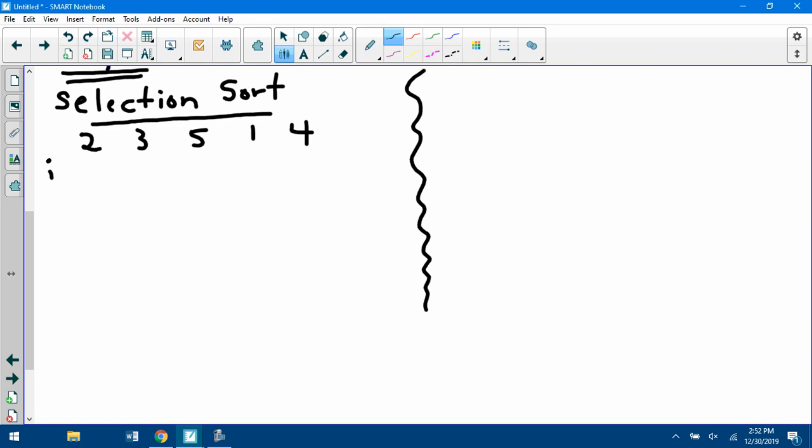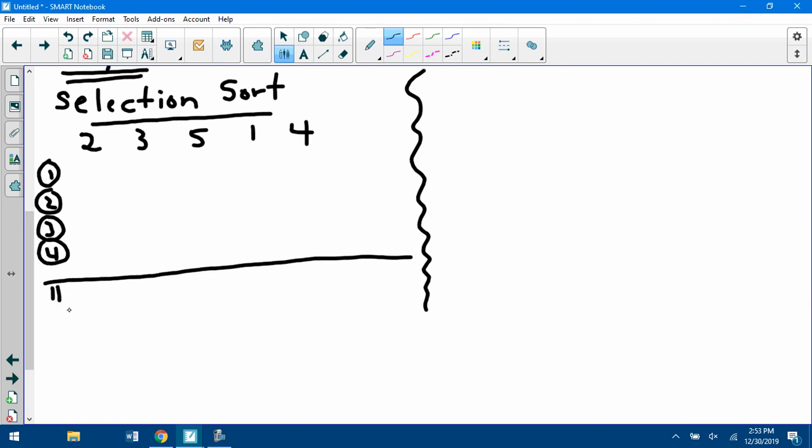Remember what selection sort did? We want to think about how many comparisons are being made and how many swaps are being made, because we're looking for the lowest and then we're swapping. So leave yourself some room. There's going to be four lines here. 1, 2, 3, 4. And as I go, we're going to count the number of comparisons and the number of swaps.